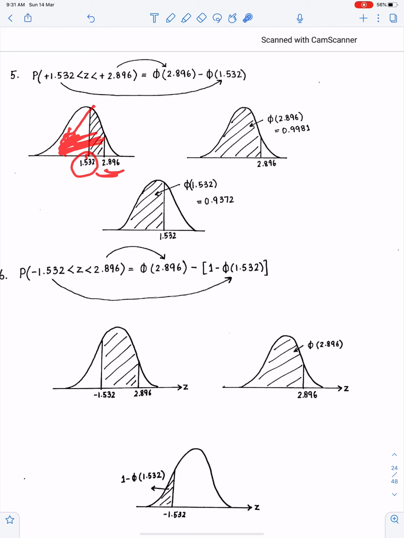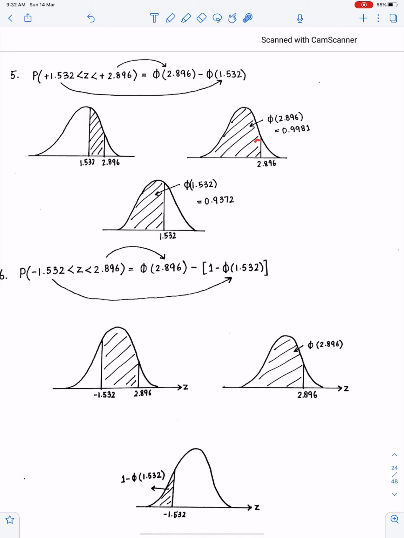So the larger area is this. This is the larger area, and this one is the smaller area. So you need to subtract this area from this area. So phi 2.896 minus phi 1.532. Whenever we have both positive numerical values, then we will write phi of larger numerical value minus phi of smaller numerical value.